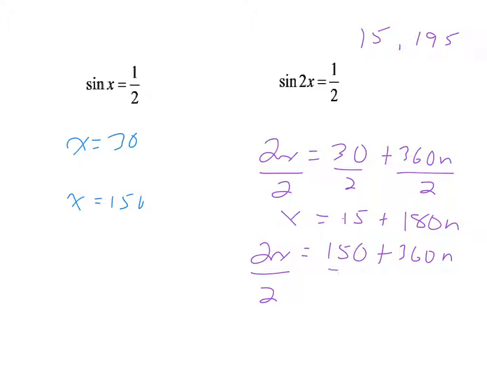Down here, I'm going to do the same thing. Divide by 2, divide by 2, divide by 2. So I get x equals 75 plus 180n. So I'm going to have an answer of 75, and I'm going to add 180. That's going to be 255, and I'm going to have 4 answers. And as we could see in our last slide, there were 4 answers. If I add 180 one more time, I'm now over 360. If I add 180 to either of those, I'm over 360.